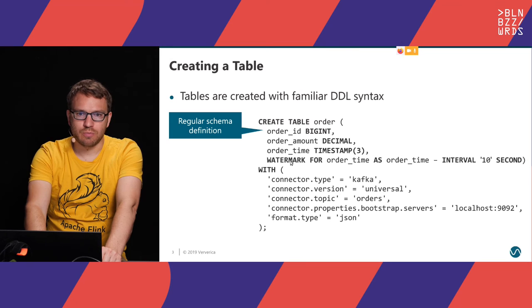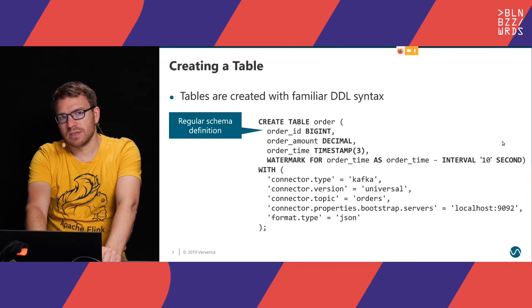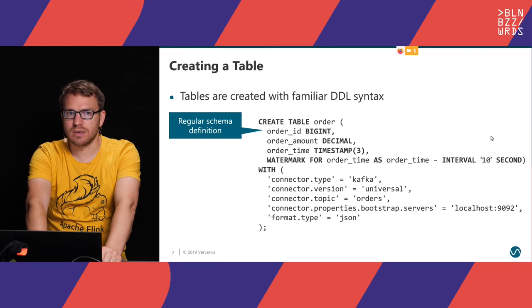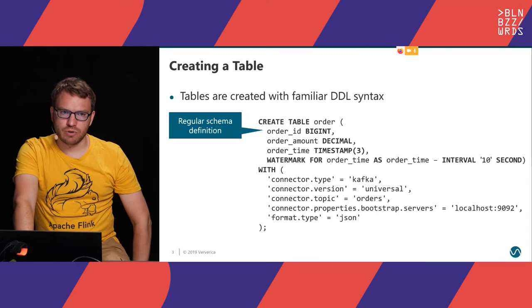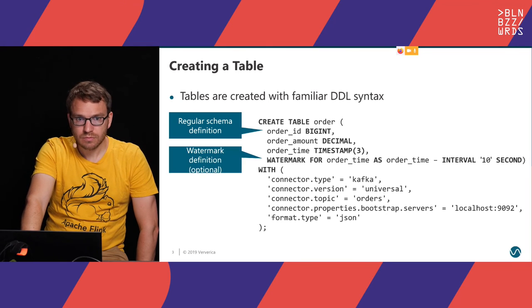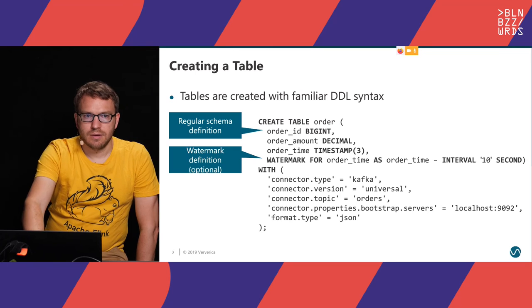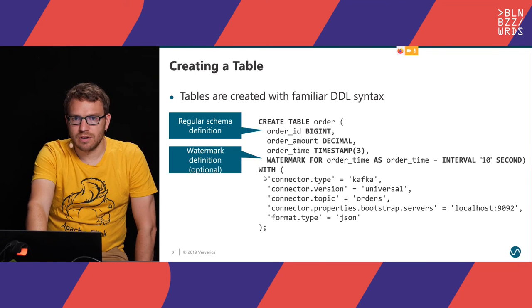And then comes something that you probably haven't seen before, which is this WATERMARK FOR order_time field, with some kind of expression, order_time minus INTERVAL '10' SECOND. This is a watermark definition. Watermarks are Flink's mechanism for tracking progress and time. As I said, we'll talk about queries and time tomorrow, so I won't go into the details here, but the important thing is that you can specify the watermark expression directly within the DDL syntax. It's optional, so if you don't need watermarks or time handling, then you don't have to provide this watermark clause.